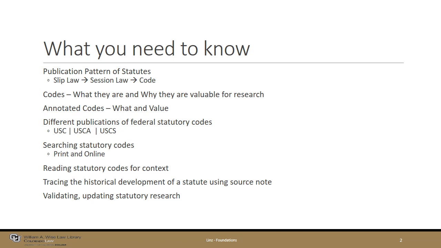You should know the distinction between an annotated code and an unannotated code, and why an annotated code is better for doing research. You should understand the different publications of the federal statutory codes, the official being the United States Code, but there's also the unofficial USCA and USCS, who publishes them and how to use them. You should also understand how to search statutory codes in both their print and online versions.